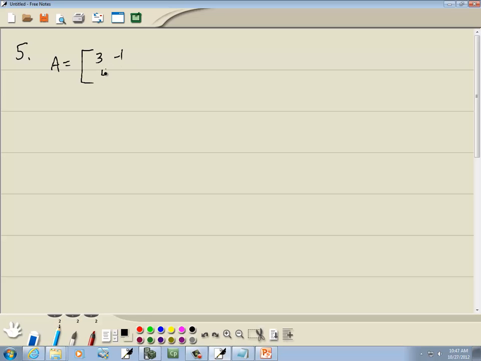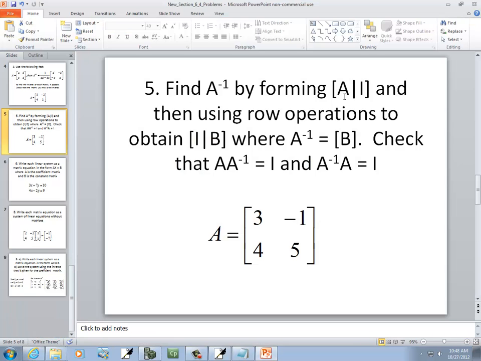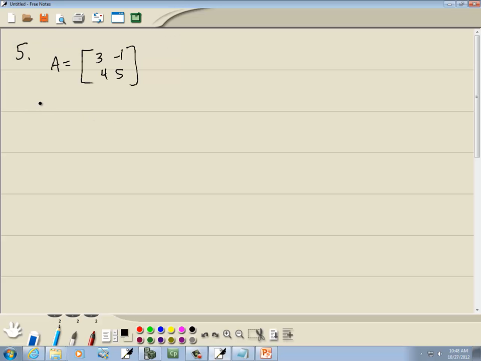3, negative 1, 4, 5. What they're saying here, to find the inverse, is that we're going to take A. We'll write A down here. And I'll put a line going across there. And over here, we're going to put the identity matrix. Since this is a 2 by 2, we'll put a 2 by 2 identity matrix. Diagonal of 1, zeros everywhere else.